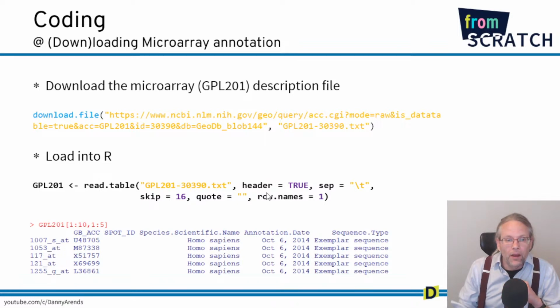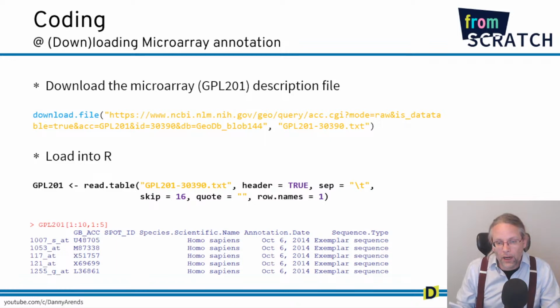And of course the row names is equal to 1, and that is because the first column in the file contains the name of the probes. So we want to use the name of the probes as the row names for this matrix that we're loading in.